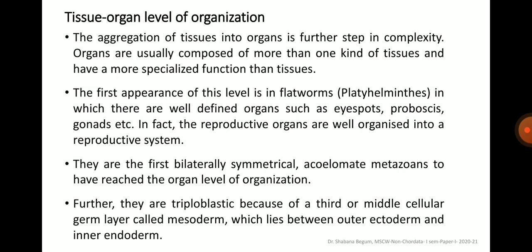The first appearance of this level is in flatworms, that is the Platyhelminthes, in which there are well-defined organs such as eye spots, proboscis, gonads, etc. In fact, the reproductive organs are well organized into a reproductive system. So as you all know, Platyhelminthes are the first bilaterally symmetrical acoelomate metazoans to have reached the organ level of organization. Further, they are triploblastic because of a third or middle cellular germ layer called mesoderm, which lies between the outer ectoderm and inner endoderm.